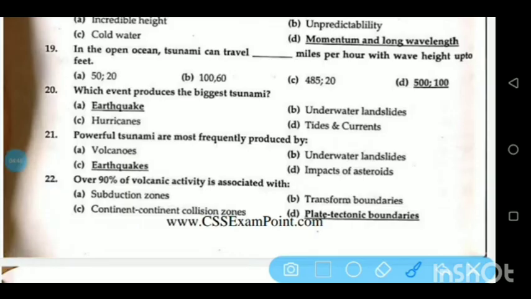Which event produces the biggest tsunami? Earthquake. Powerful tsunamis are most frequently produced by earthquakes. Over 90% of volcanic activity is associated with plate tectonic boundaries.